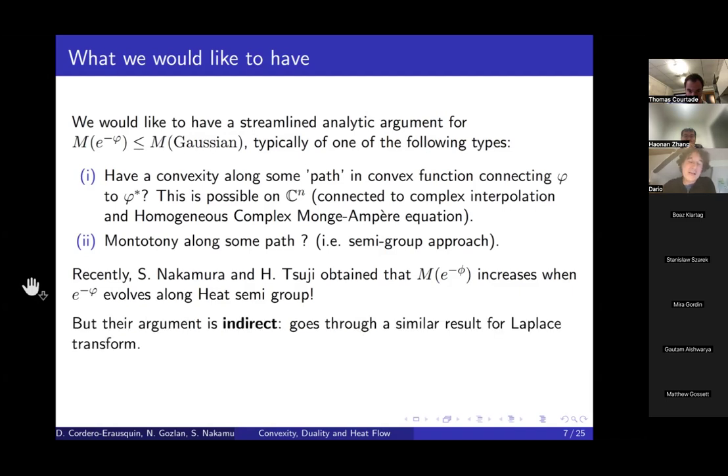One reason is that the argument in the paper by Nakamura and Tsuji is a bit indirect, in the sense that they don't prove this directly, they prove some analogous result which involves the Laplace transform in place of the Legendre transform, and then they pass to the limit and obtain this result. So our goal is simply to try to understand if there is a direct approach to this monotonicity along the heat semigroup.